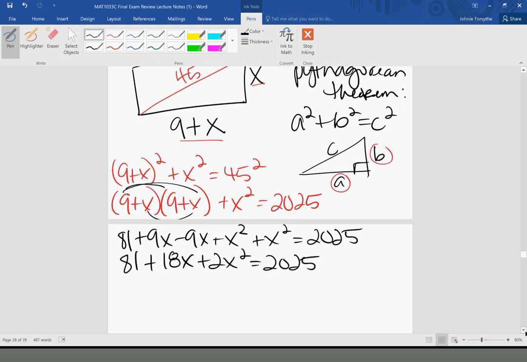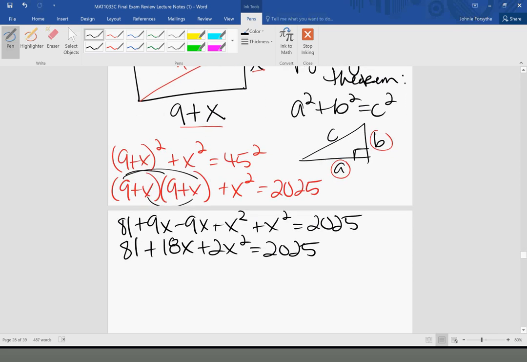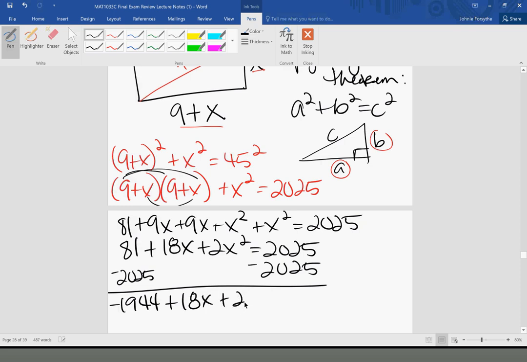Now I'm going to subtract 2025 to set it equal to 0, so I can then solve this. This should be plus. Okay. All right, 81 minus 2025 is going to be negative 1944 plus 18x plus 2x squared equals 0.